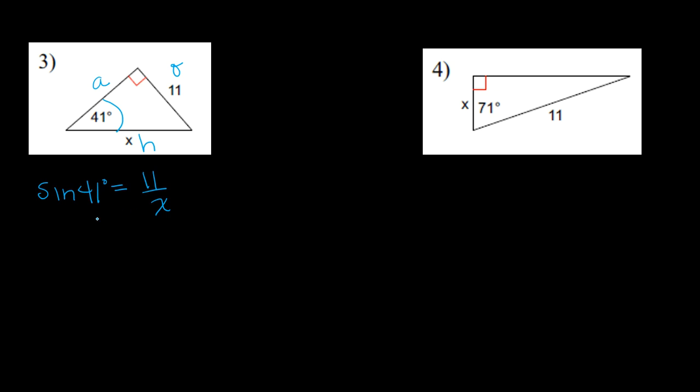We'll cross multiply, and we'll isolate x before we calculate anything. So I'm using the n over d feature, 11, and then the denominator is sine of 41 degrees. And I get 16.7667. So I'm going to say about 16.8, we'll round up.